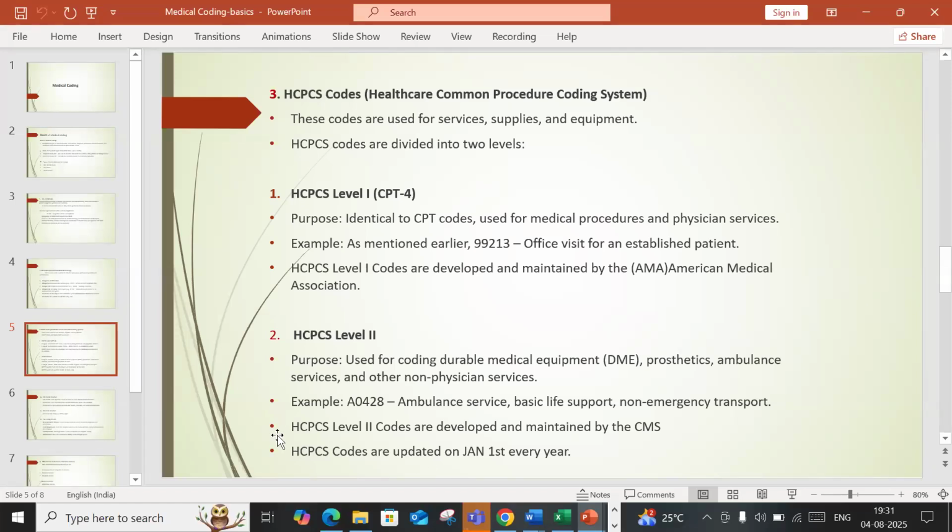HCPCS Level 2 codes are developed and maintained by CMS. CMS means what? Centers for Medicare and Medicaid Services. And HCPCS codes are updated on January 1st every year. ICD codes are updated by WHO on October 1st every year. CPT codes are updated by AMA on January 1st every year. And HCPCS Level 2 codes are updated by CMS on January 1st every year. These organizations and these dates are important.